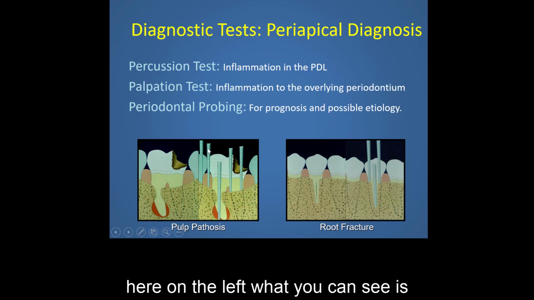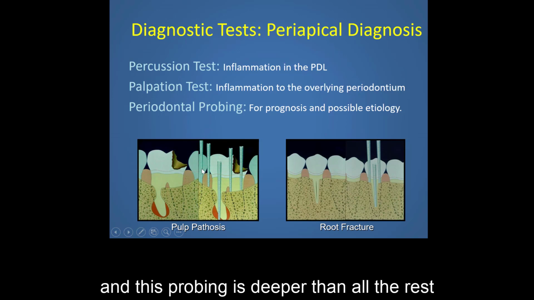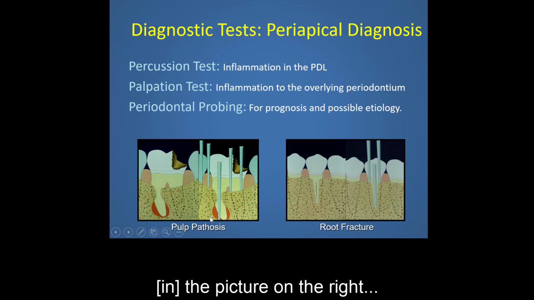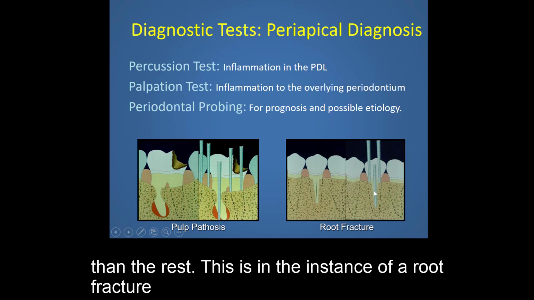Here on the left, what you can see is multiple probings, and this probing is deeper than all of the rest. There's pulpal pathosis. On the picture on the right, you can see multiple probings, and one isolated probing depth is deeper than the rest. This is in the instance of a root fracture.